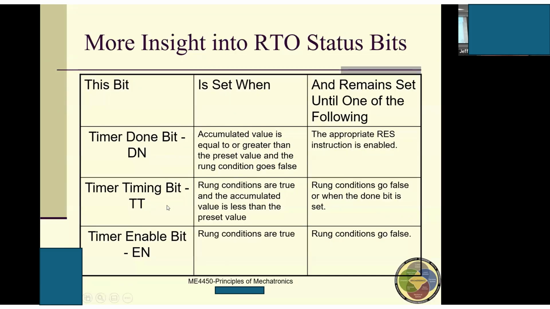And the timer timing bit: if the run conditions are true and the accumulated value is less than the preset value, and these two conditions are met simultaneously, this timer timing bit will be set and will remain set until run conditions go false or the done bit is set. Right? So for the timer enable bit, when run conditions are true, this bit will be enabled. And when run conditions go false, this bit will be reset, low, off, or 0. Questions, comments, remarks?